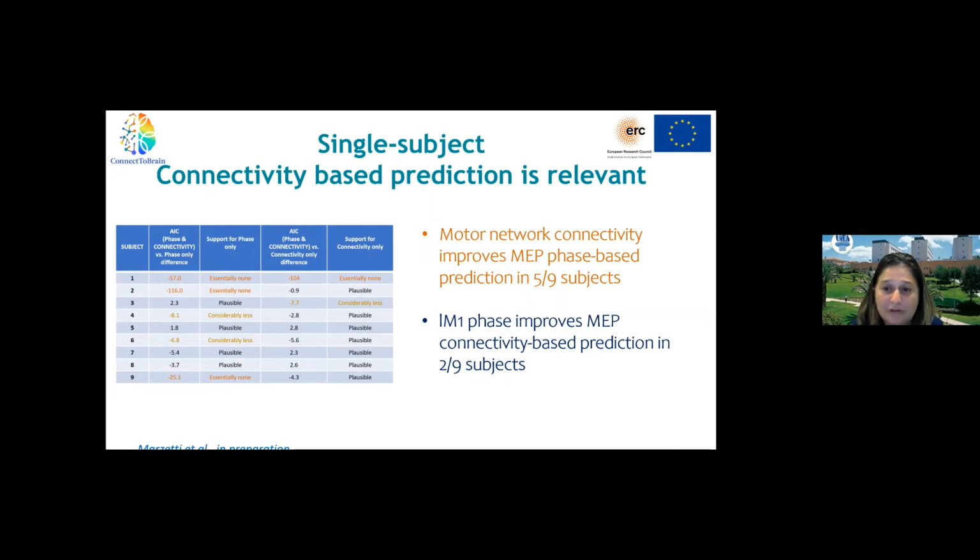And overall, the idea is that the local phase and the connectivity do not really catch the same information, because sometimes in some subjects, if you also use the motor network connectivity, this improves the MEP phase-based prediction, and sometimes it's just the opposite.